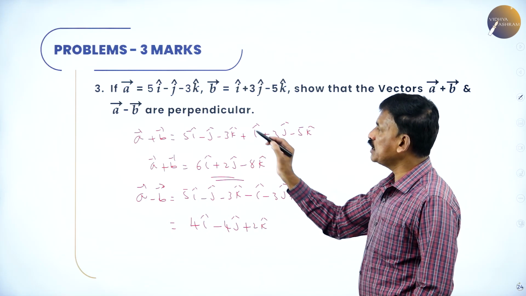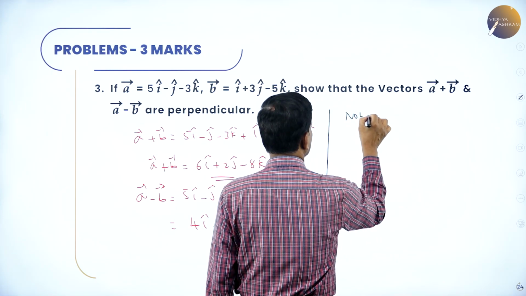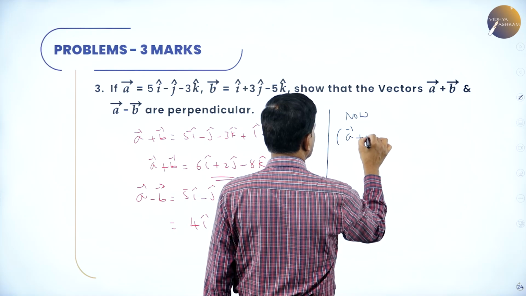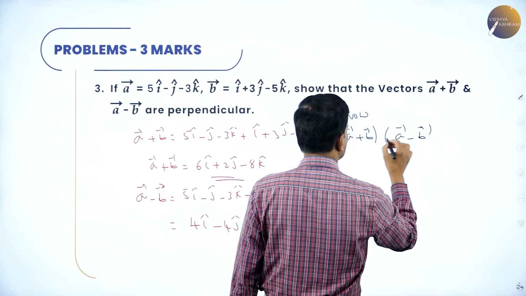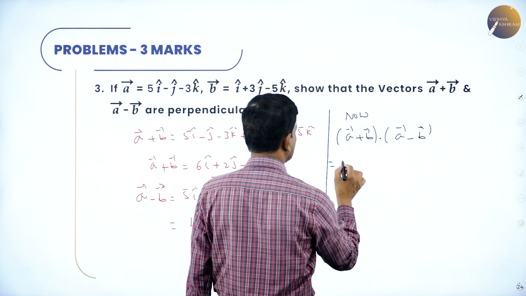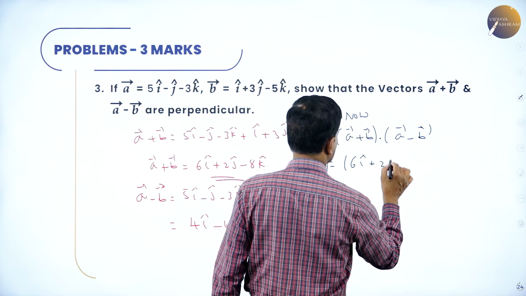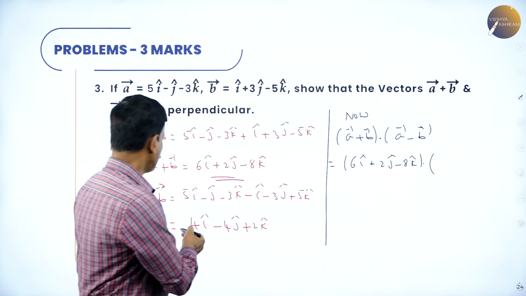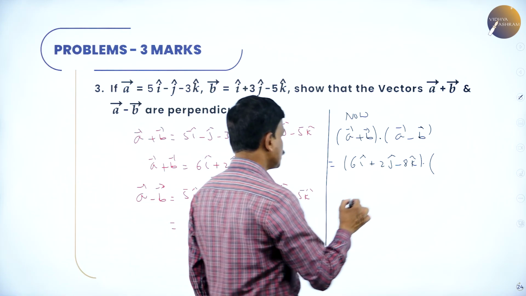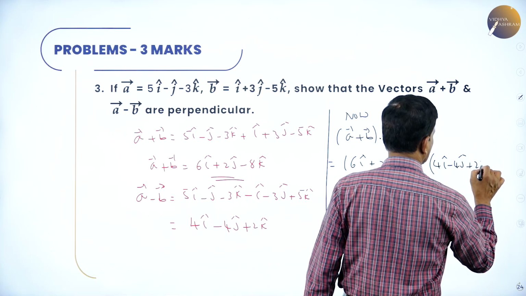Now what is to prove? A plus B and A minus B are perpendicular to each other. Now just find out A plus B dot A minus B. The dot product. What is A plus B? 6i plus 2j minus 8k dot 4i minus 4j plus 2k.